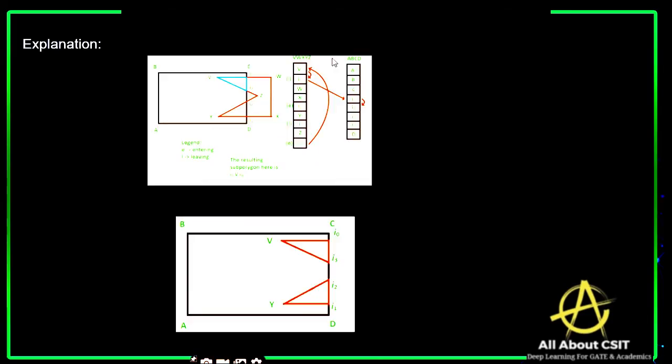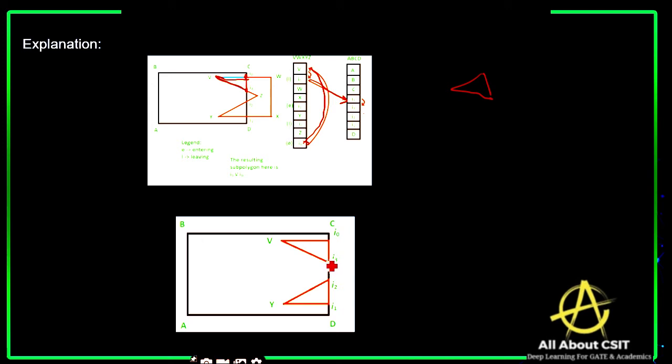Now run the algorithm again. Start with I3. I3 goes up to V, then V to I0. Again it has to reach I0, so from I0 it goes back to I3. So this is the other clipped polygon. This is what you get.